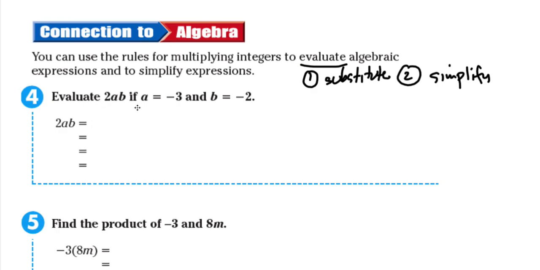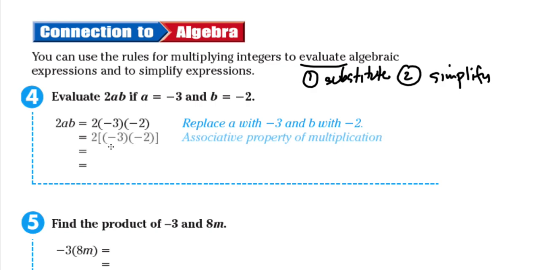Okay, evaluate 2ab if a is equal to -3 and b is equal to -2. Again, we substitute the values of a and b, and that's the reason why we replace a with -3 and b with -2. Then using the associative property of multiplication, we group -3 and -2, and we know that a negative times a negative will give you a positive, so this becomes 2 times 6. And 2 times 6 simplified will be 12. So when we evaluate that, the answer would be 12.